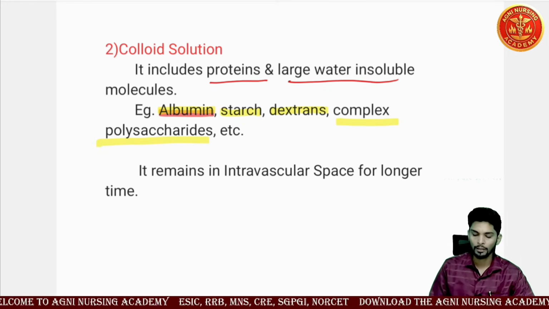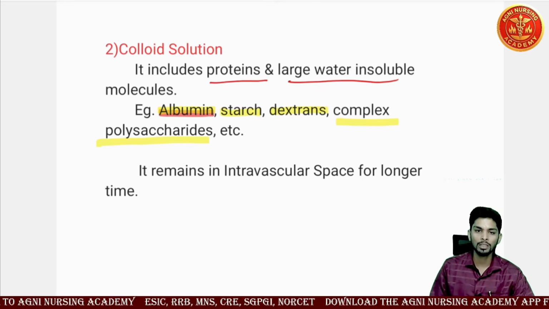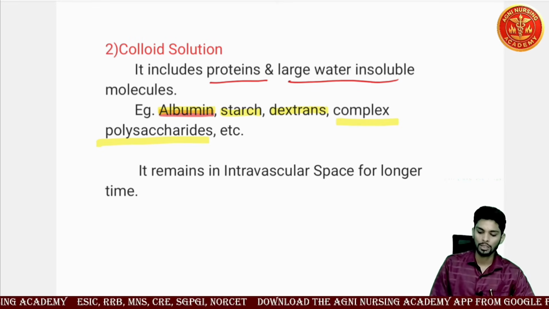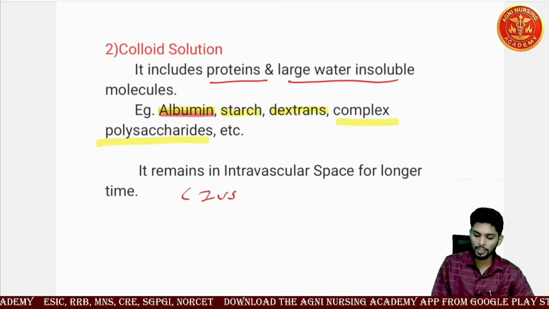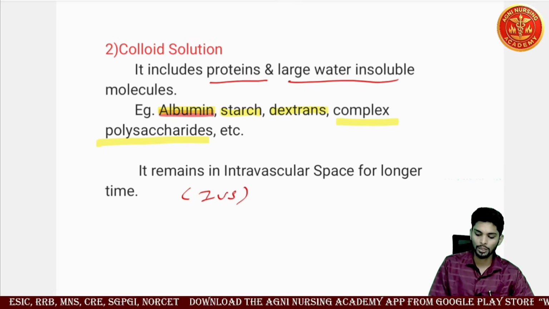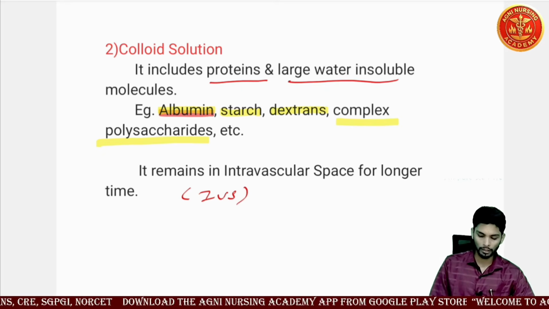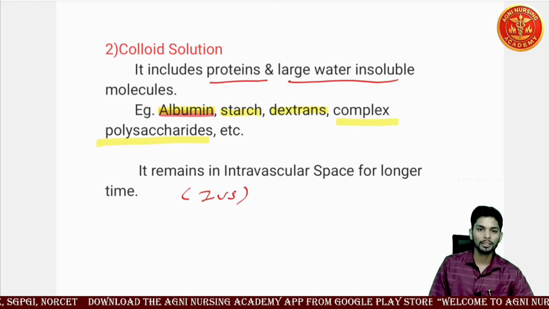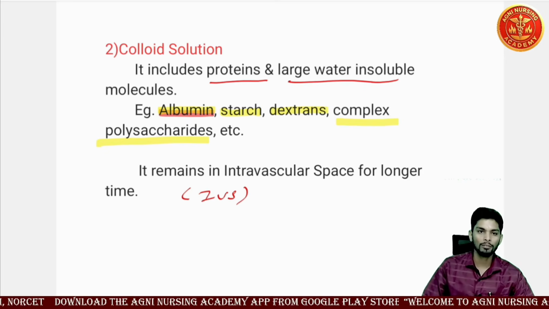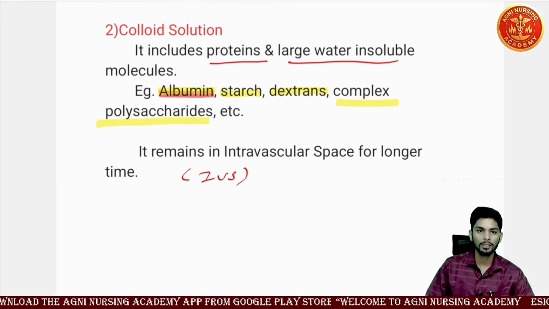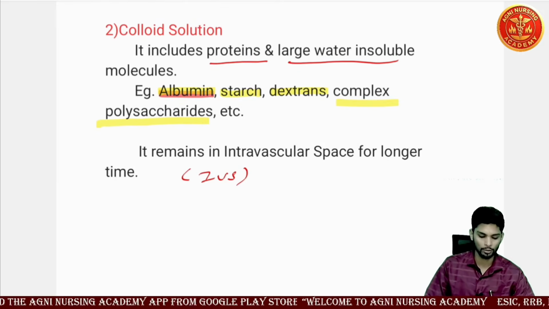Okay. So these colloid solutions remain in intravascular space for a longer time period. These albumin, starch, dextran, complex polysaccharides will remain in intravascular space for a longer period of time. Okay, these two types of solutions we already learned. First one is crystalloid and second one is colloid.